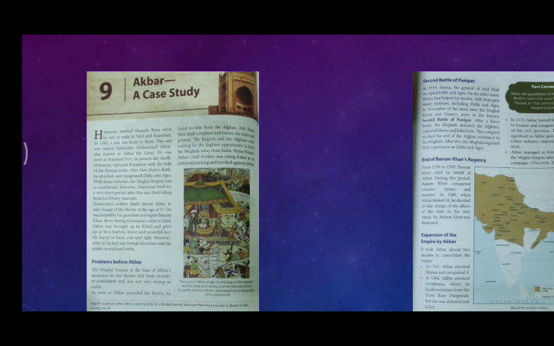Humayun captured Kandahar with the help of the Persian army. After Shershah's death, he attacked and recaptured Delhi and Agra, and with these victories the Mughal Empire was re-established. However, Humayun lived for a very short period after this and died falling from his library staircase.